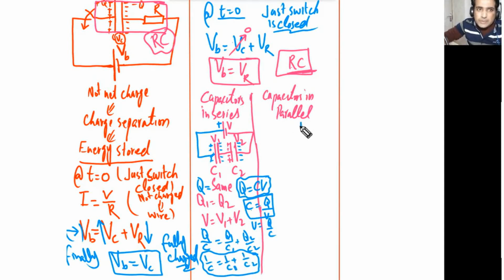And if we repeat the same process for capacitors in parallel, we can have two capacitors like this, connected in parallel, and we can also derive the formula. For this one I will just explain a little bit and then write the exact final formula. Let's say this capacitance is C1, this capacitance is C2, and let's say this voltage is V.